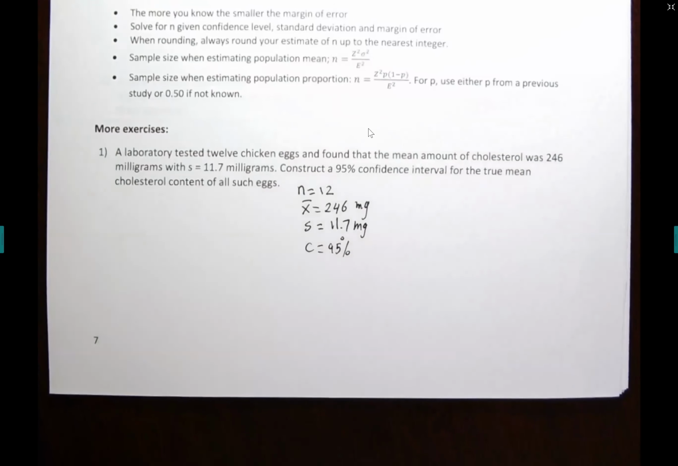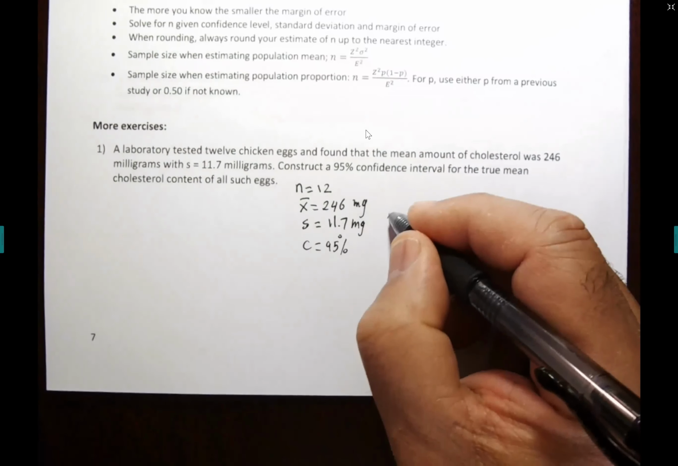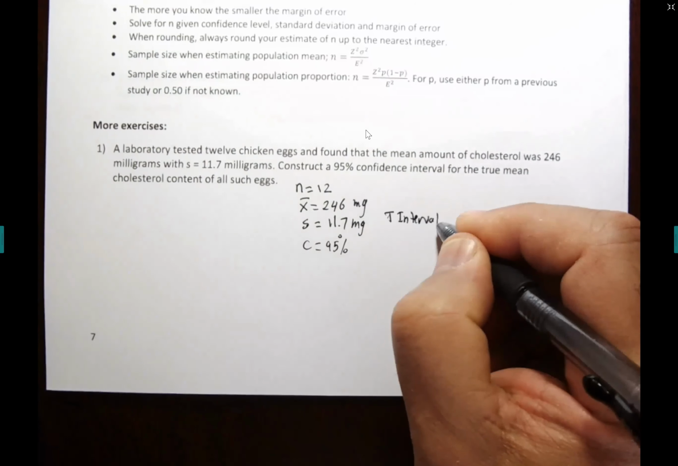It should be easy. This is where you either get the problem right or wrong when you use technology. It is T, and you know why it is T? Because he gives you S. Once he gives you S, that's it. It's a T interval. So now we know what to do on the calculator. It's T interval, and let's do it.